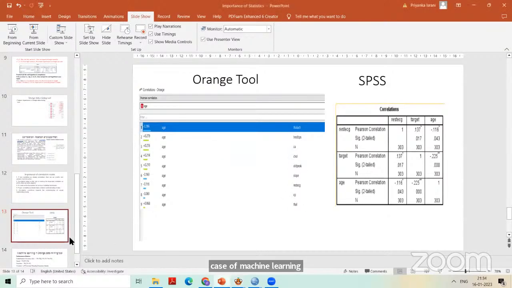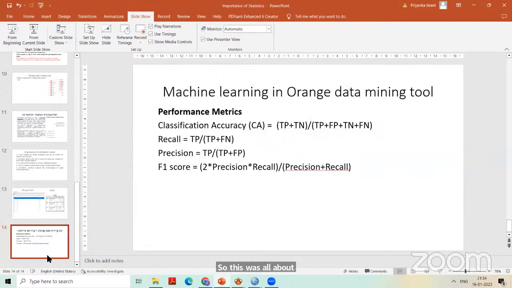So this was all about the statistical analysis. If you want to understand the machine learning in Orange data mining tool, it will take 15 to 20 more minutes. So I don't know whether we can extend the session or not. So let me ask the permission. Host, can we extend the session for 15 minutes? I don't think, ma'am, we can extend the session for 15 minutes more. It's a data hour, so it should be over in 1 hour. Okay. Yeah. Sure. Okay.